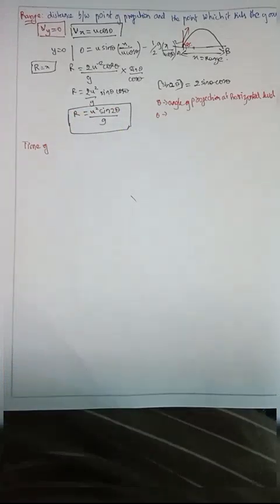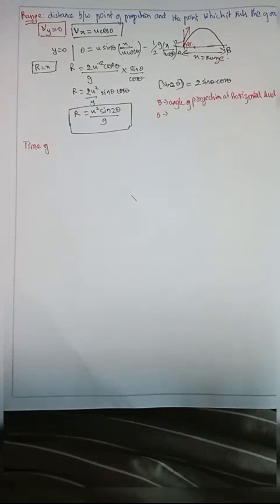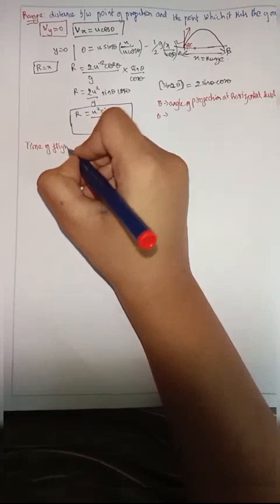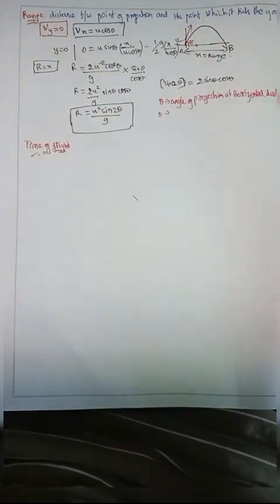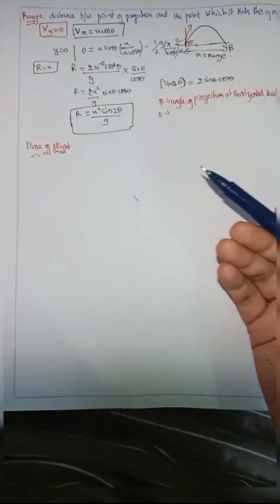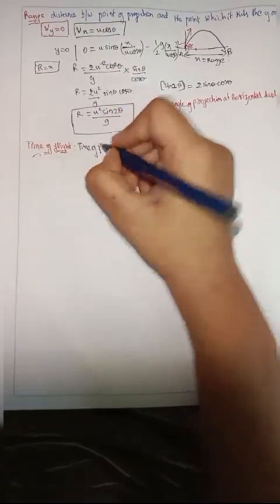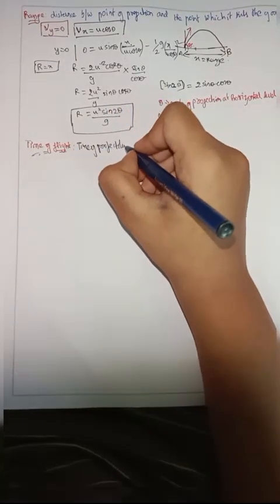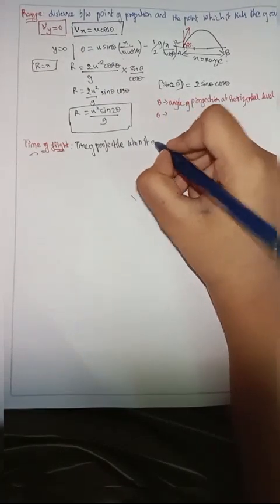You can solve range on the basis of velocity too, but we are solving on the basis of distance, displacement, as I said before. Time of flight is nothing but the time taken by the projectile from the point of projection until it reaches the ground. Anything we can say: the time of the projectile, or the time the projectile is in air.